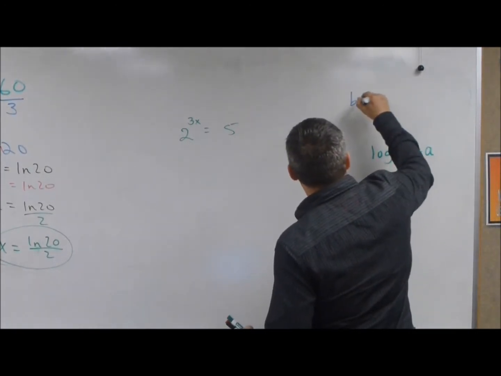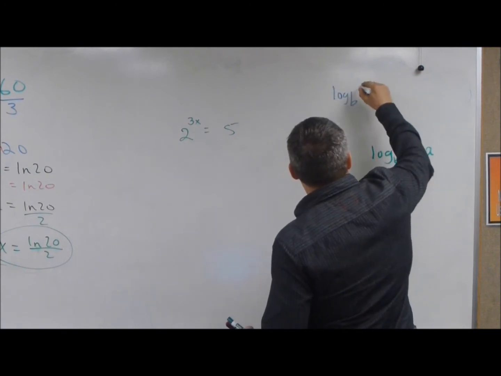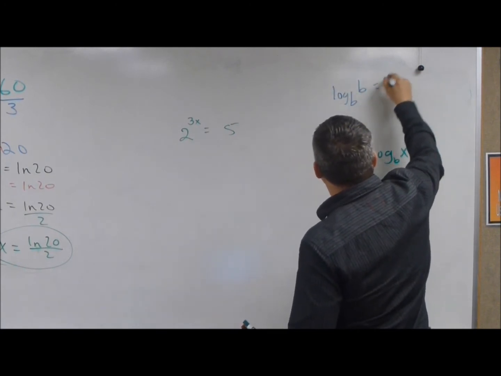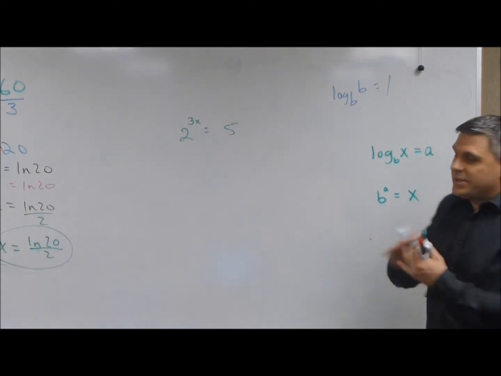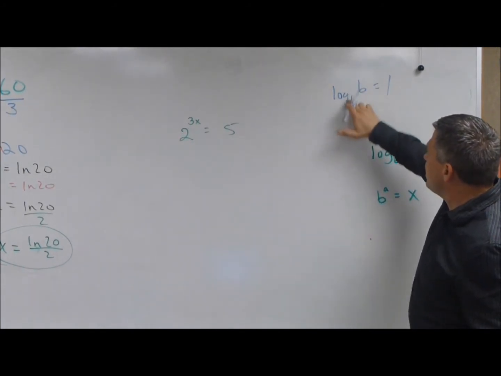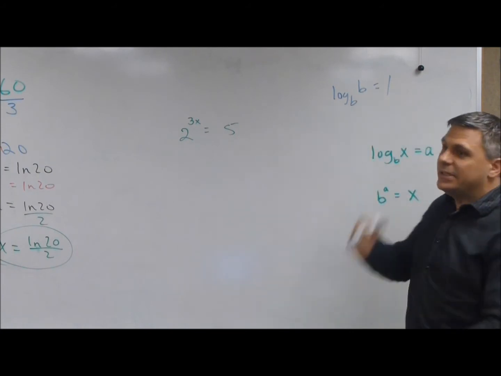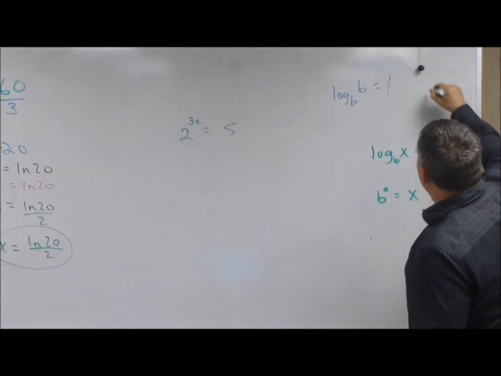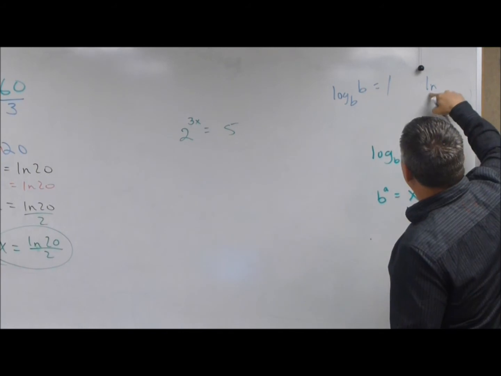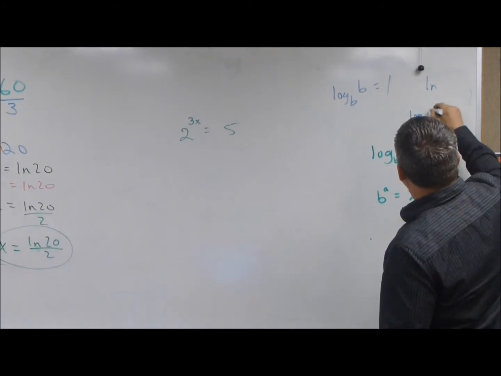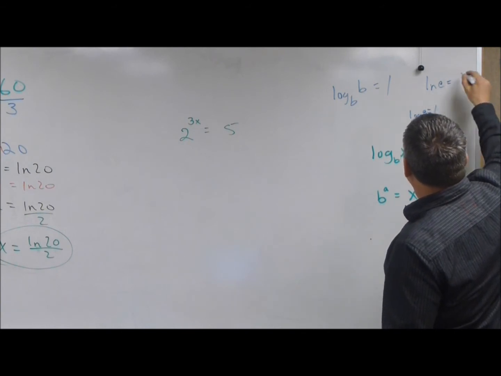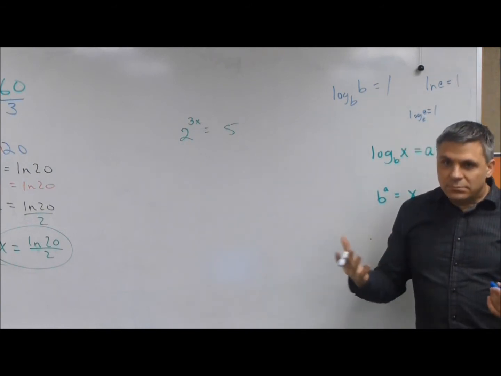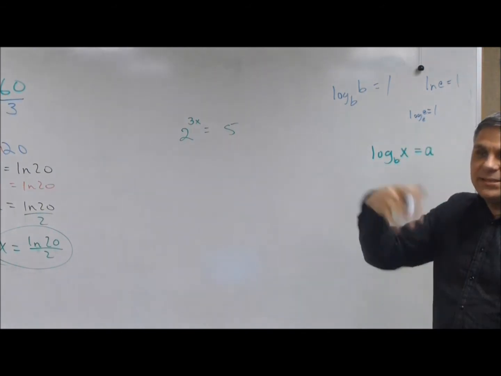b of the same base is equal to 1. So any log base the same number as what it's taking the log of is equal to 1. So that's why ln e, or the log base e of e, is equal to 1. That's why ln e is equal to 1, because it's got the same base as the number it's taking.